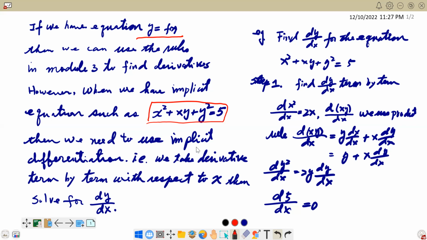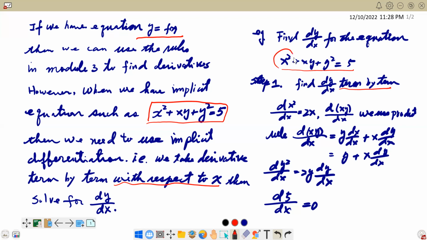So what is implicit differentiation? That means we need to take the derivative term by term, remembering with respect to x. Then solve for dy/dx. Okay, let's see the example. If I have the equation x squared plus xy plus y squared equals 5, step 1, I need to find dy/dx term by term.